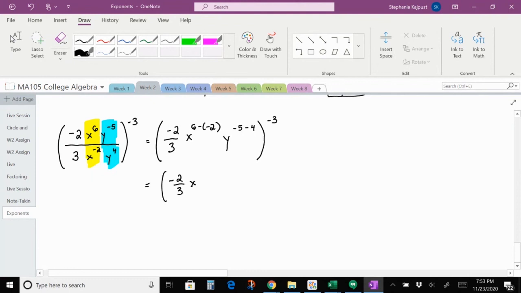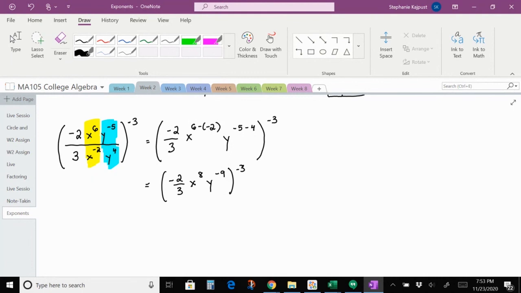So this is why I usually write my subtraction, because when you subtract a negative, it's really easy to make a mistake. 6 minus -2 is the same as 6 plus 2. So we're going to get 8 on the x. And then -5 minus 4 is -9. And then that whole thing is to the -3 exponent.